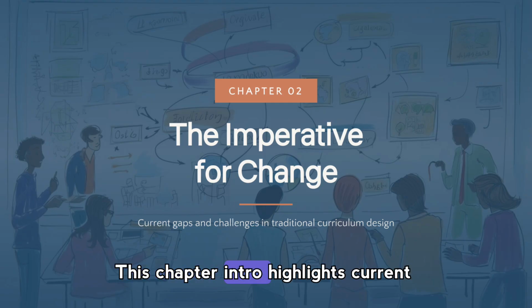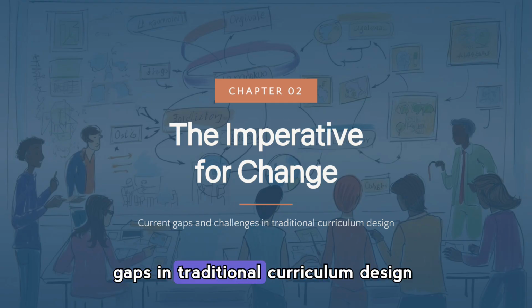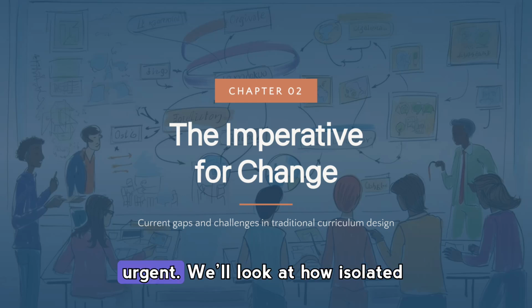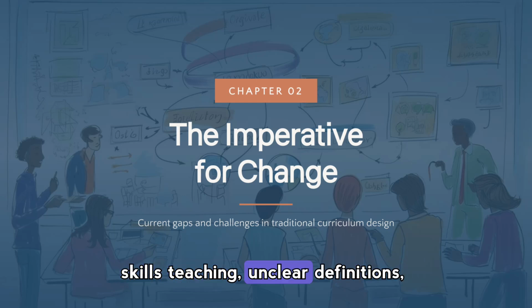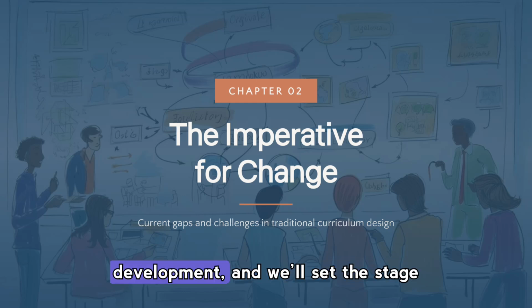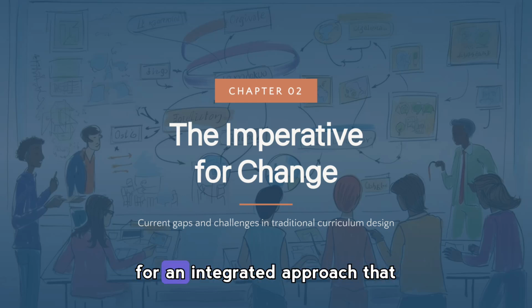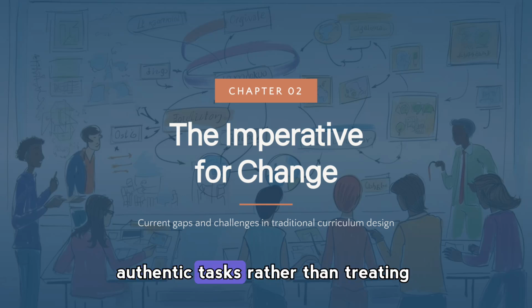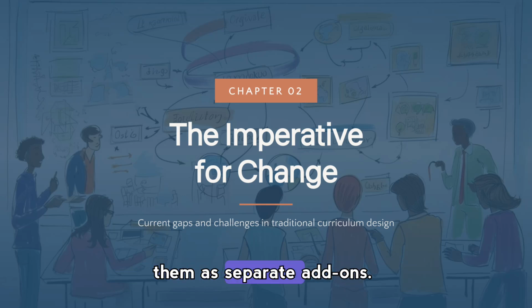This chapter intro highlights current gaps in traditional curriculum design and explains why transformation is urgent. We'll look at how isolated skills teaching, unclear definitions, and assessment limitations undermine competency development, and we'll set the stage for an integrated approach that embeds transversal skills into authentic tasks rather than treating them as separate add-ons.